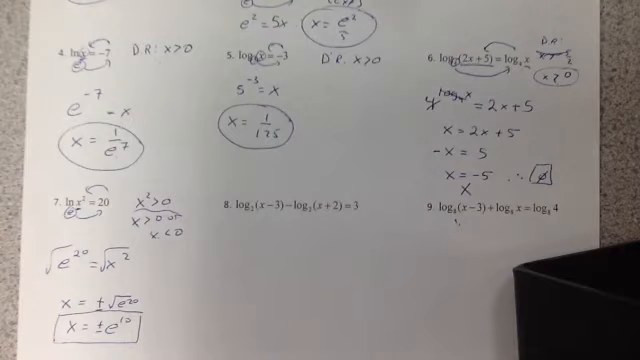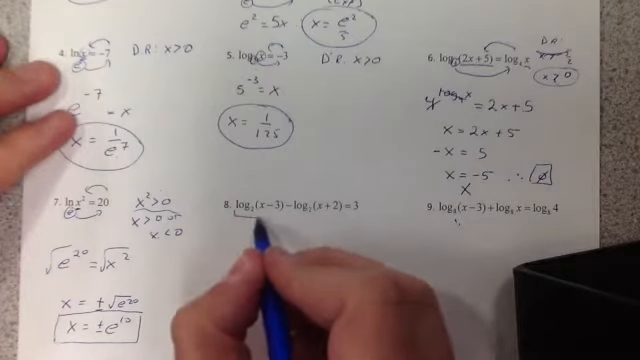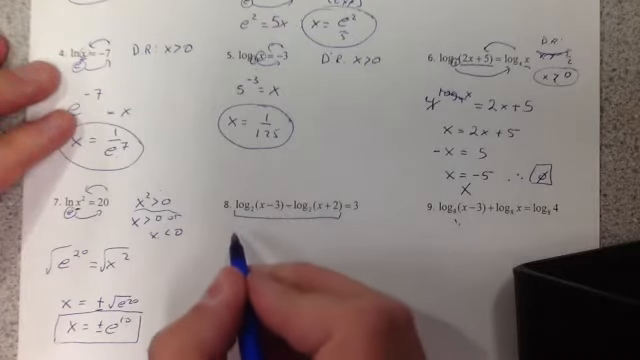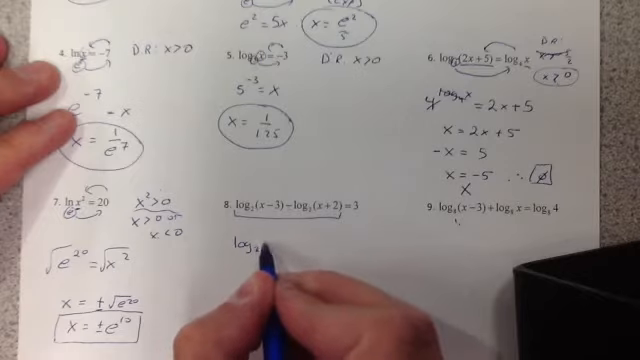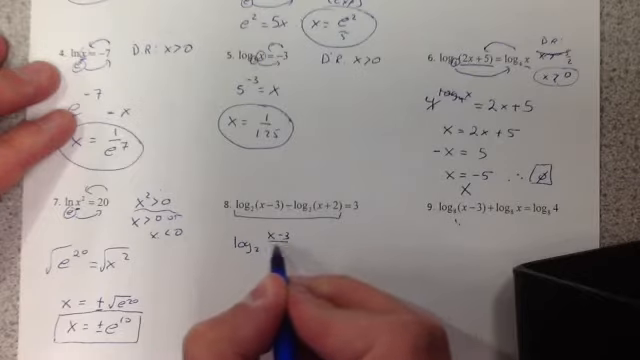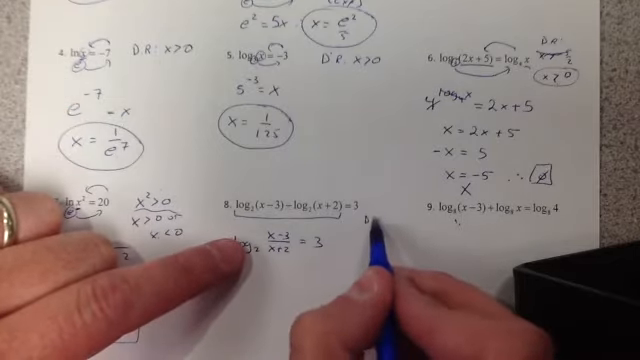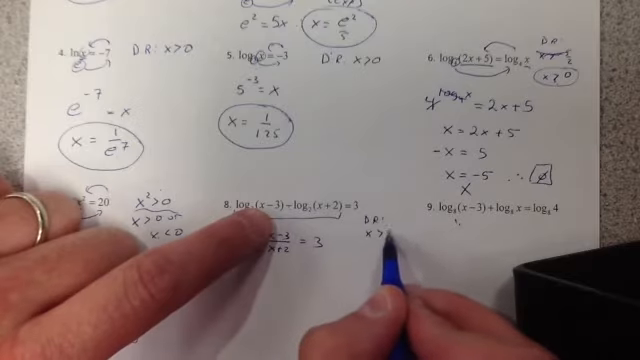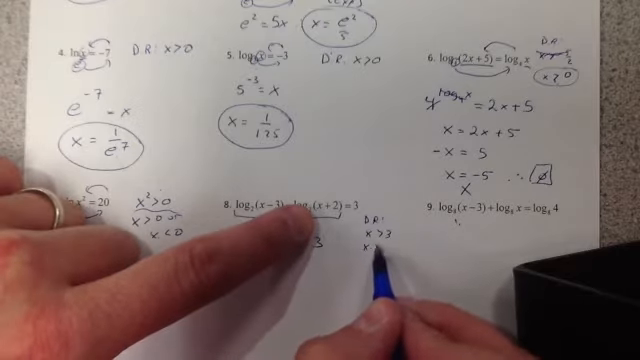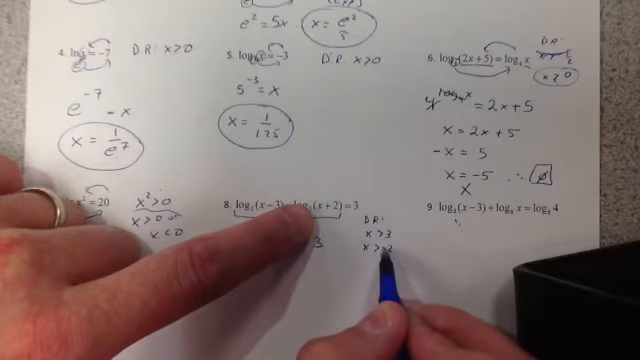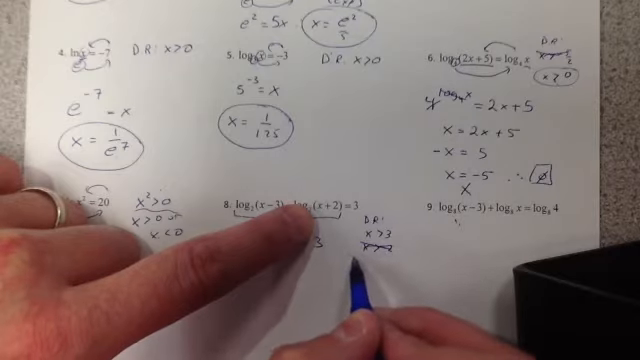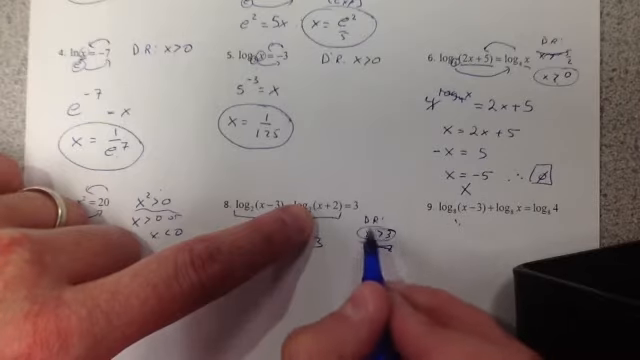All right. For problem number 8, if I'm going too fast, pause it if you need to. Just catch up with us, that's fine, not a problem. All right. The first thing we do for number 8, because we're subtracting, we're going to write this as a division. Log base 2 of x minus 3 over x plus 2 equals 3. Now, I haven't done my domain restrictions yet, so let's go ahead and do those. This one says x has to be greater than 3. This one says x has to be greater than negative 2. Now, because 3 is bigger than negative 2, we don't count that one. So it just has to be greater than 3.